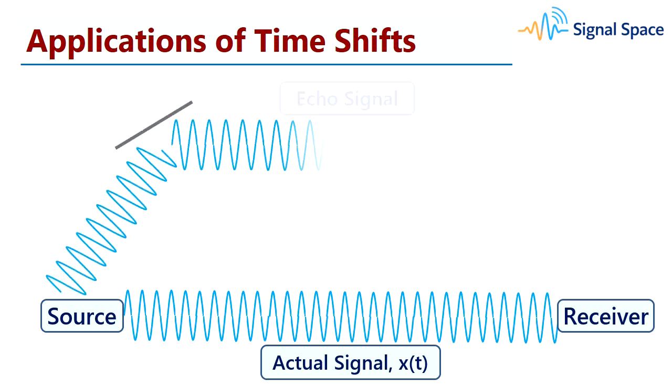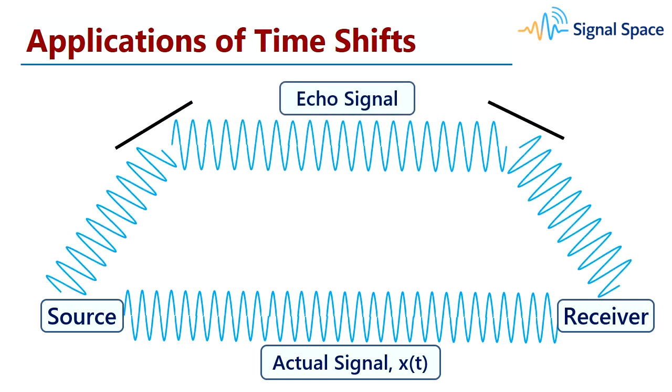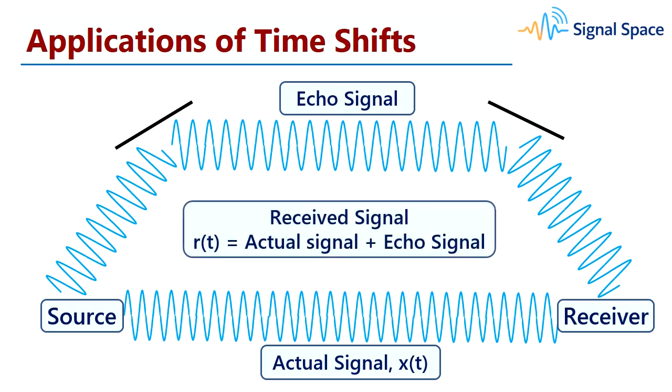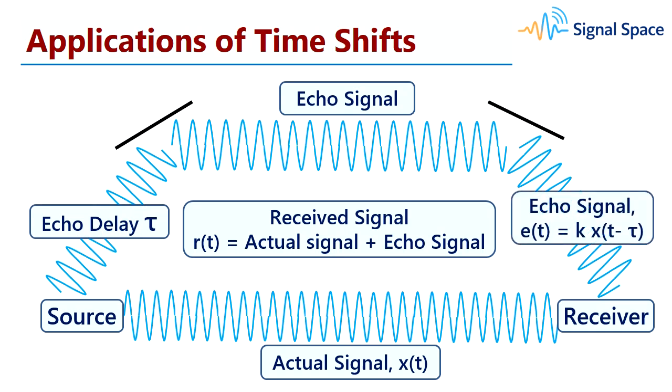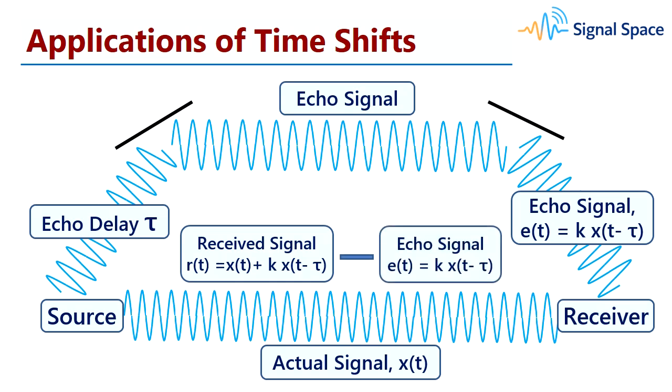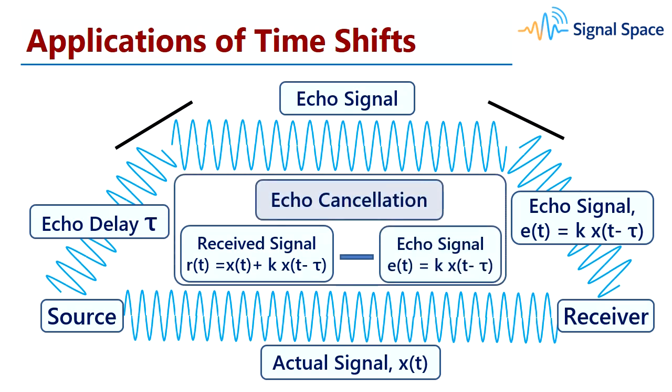At the same time, a reflected copy of the same signal may also reach the receiver with a delay. This delayed copy is called an echo. So the received signal becomes a combination of the actual signal and its echo. If the exact delay of the echo is computed, an estimate of the echo component can be obtained. This can then be subtracted from the received signal to remove the echo. This is the basic principle behind echo cancellation systems, which can be implemented using different algorithms.